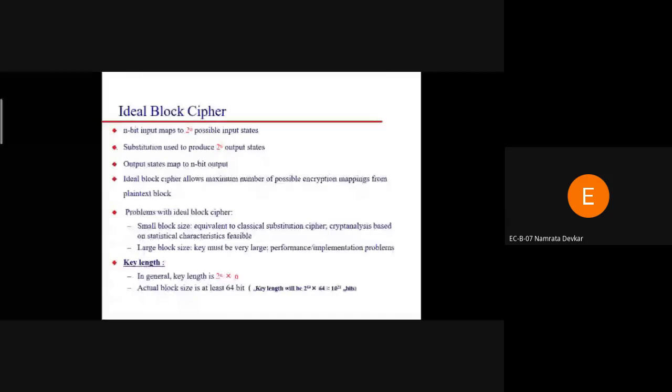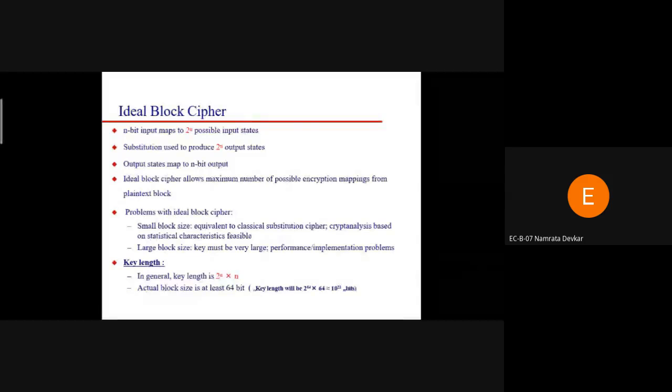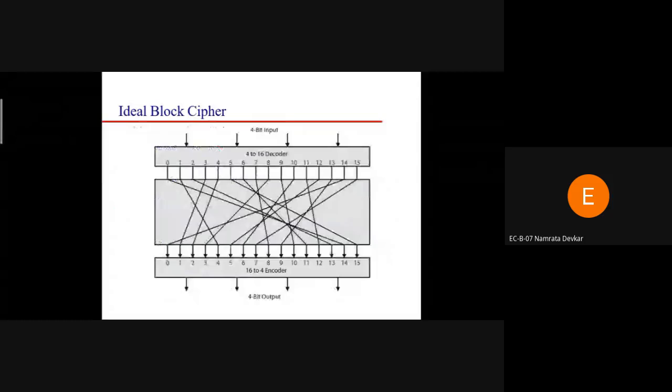In this ideal block cipher, we do the bitwise operation. If the input bits are 4, then using the formula 2 raised to n, that is 2 raised to 4, that is 16. Based on the input bits, we can design the ideal block cipher. Here we consider that our input bits are 4.